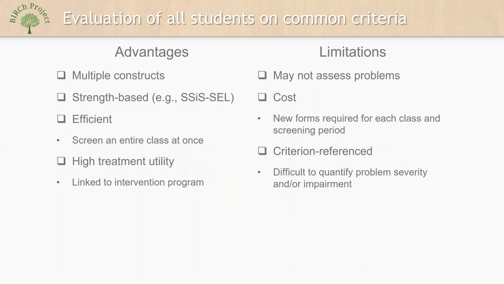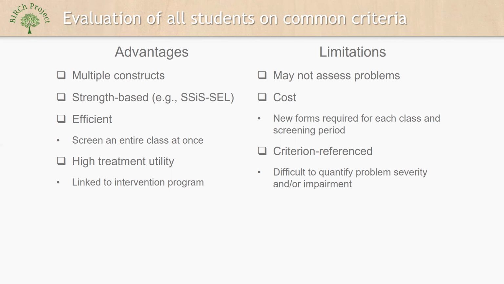One of the main advantages of this approach is that it allows you to assess multiple constructs. So we have 5 domains of social emotional functioning, but we also have 3 domains related to academic performance. It's also strength focused. So it focuses on skills that we want to build within a student. If a student is functioning at a lower level on one of these areas, we can provide intervention to improve the student's functioning in that area.